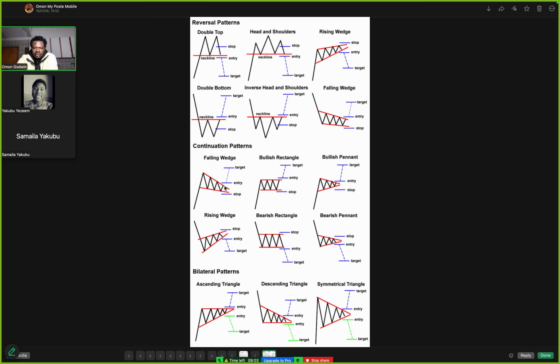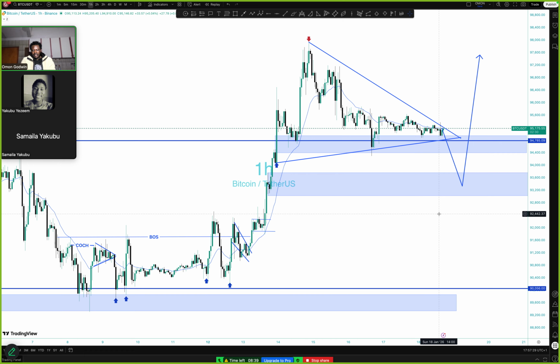So let's go to BTC. If we come to BTC now, is this not a falling wedge? Is it not the same thing? Bro, anybody? It's the same thing. Okay, thank you. Anybody that is telling you that the way you trade forex is not the same way you trade BTC is a lie, totally a lie.